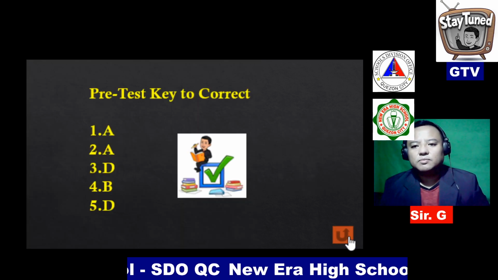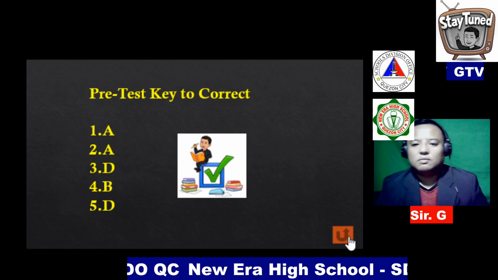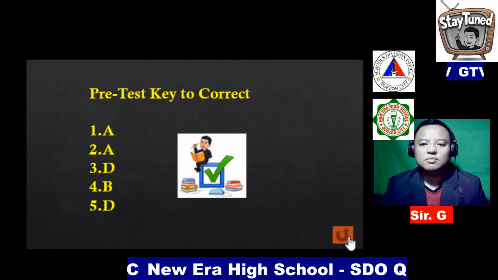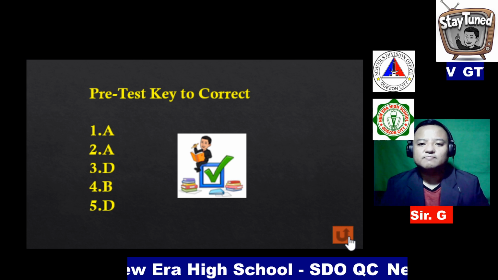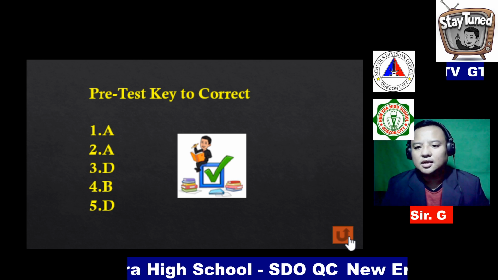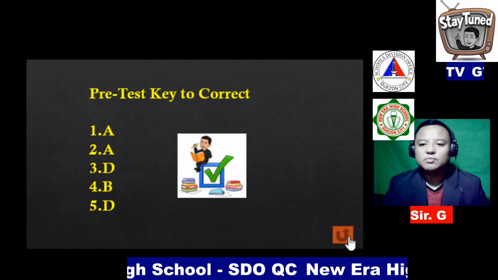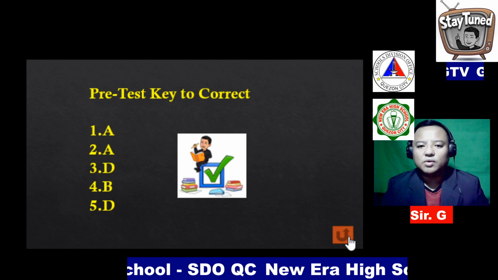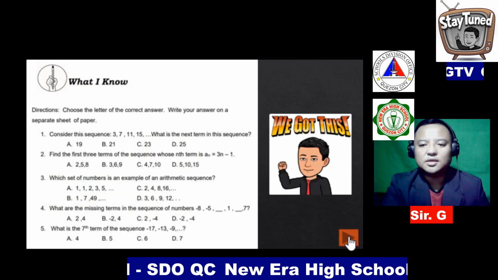Okay, so for the pretest answer key, I want you to check your own paper. So just be honest, okay? For number 1, we have A or apple. For number 2, we have D. For number 4, we have B. And for number 5, we have D. Again, those who got the perfect score, I'm pretty sure you have an advanced idea on what we are going to discuss in today's lesson. And for those who did not get the perfect score, it's okay, because I'm going to lecture this topic to you. Okay? So, let's proceed.